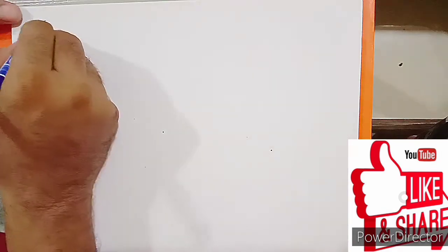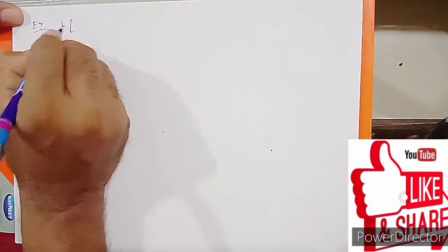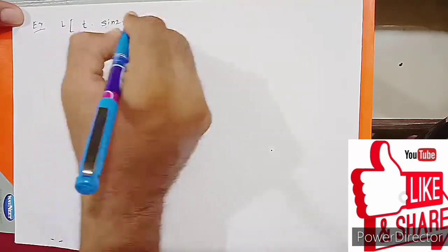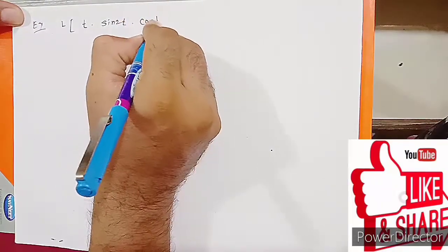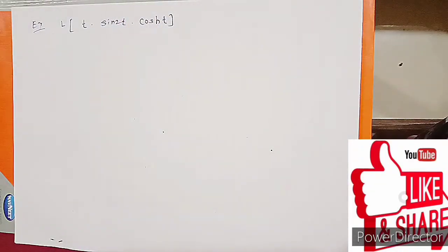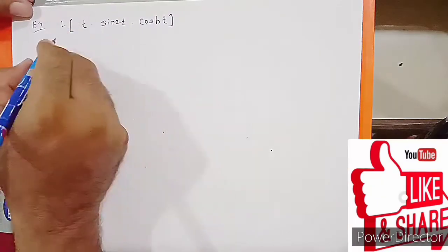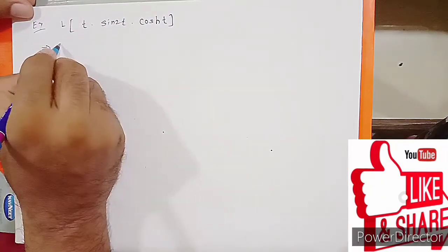Now again we start with the next numerical, that is find the Laplace transform of t into sine 2t into cos hyperbolic t. Okay, so we move on to the next example, t sine 2t into cos hyperbolic t, right? Just observe this example. Again all the terms are multiplied with t, so we apply here multiplication of t.